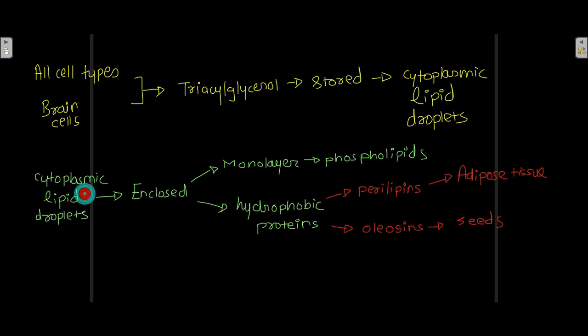Now these cytoplasmic lipid droplets are enclosed by a monolayer of phospholipid and hydrophobic proteins. Examples of hydrophobic proteins that enclose these cytoplasmic lipid droplets are the perilipins found in adipose tissue and oleosins found in seeds. So these cytoplasmic lipid droplets are enclosed by a monolayer of phospholipids and hydrophobic proteins.